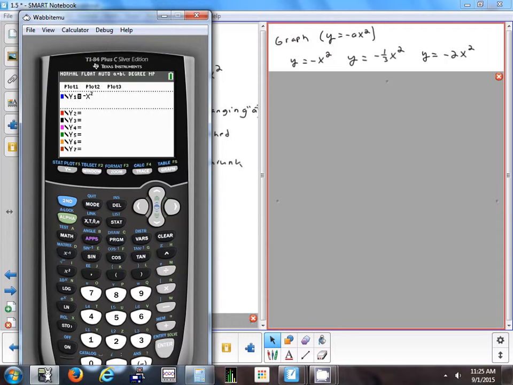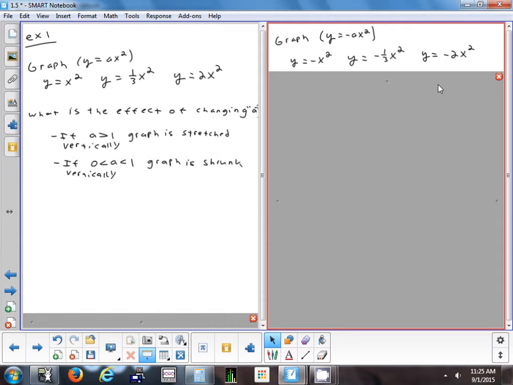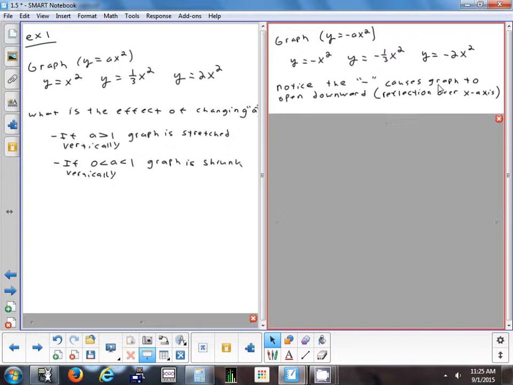All right, so one of these graphs here, two things are happening. It's either being stretched or compressed vertically. And then the second thing is the negative would cause it to flip over the x-axis. Okay, so again, notice that the negative causes the graph to open downward. Okay, the parabola is opening down because it's been reflected over the x-axis. And you could try the other two. I don't think we need to. They look just like the other ones we had, except flipped.